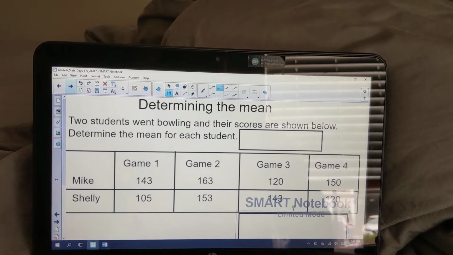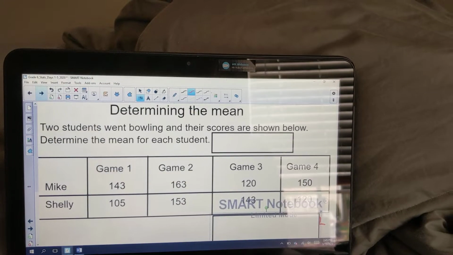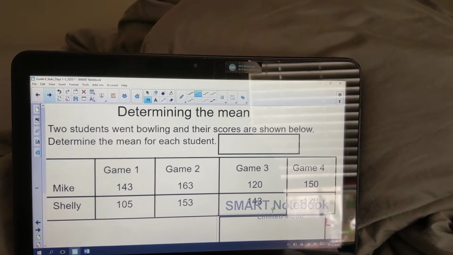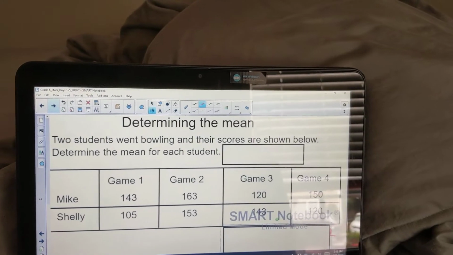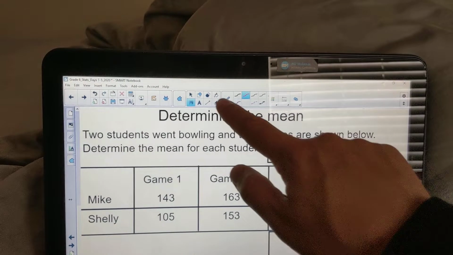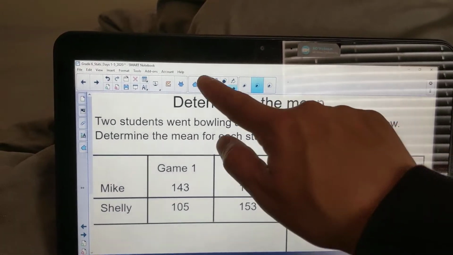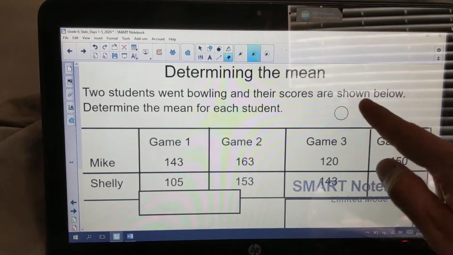In game 1, he bowled a 143, then he bowled a 163, then he bowled a 120, then he bowled a 150. To find the mean, you would add up Mike's 4 scores. So 143 plus 163 plus 120 plus 150. When you add those scores up on a calculator, you see that he scored a total number of points.